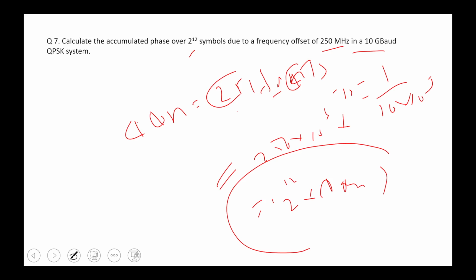Any doubt? Akansa, are you there? Akansa? Jonek?